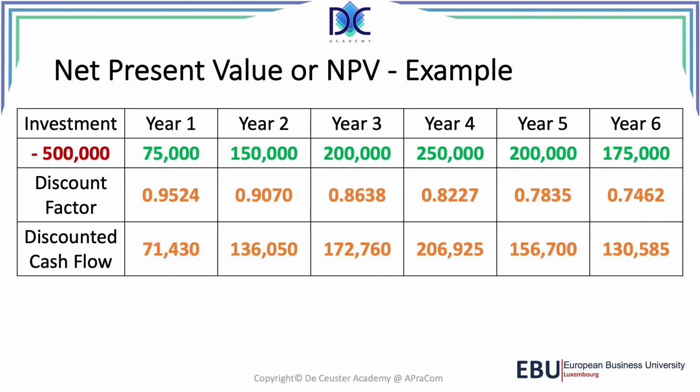We see, for example, that in year 3 and year 5 the cash flow is the same. Now, because of the discounting factor, the present value of the 200,000 in year 3 is 172,760, while in year 5, 2 years later, it's only 156,700. And that's clearly the effect of the time value of money.